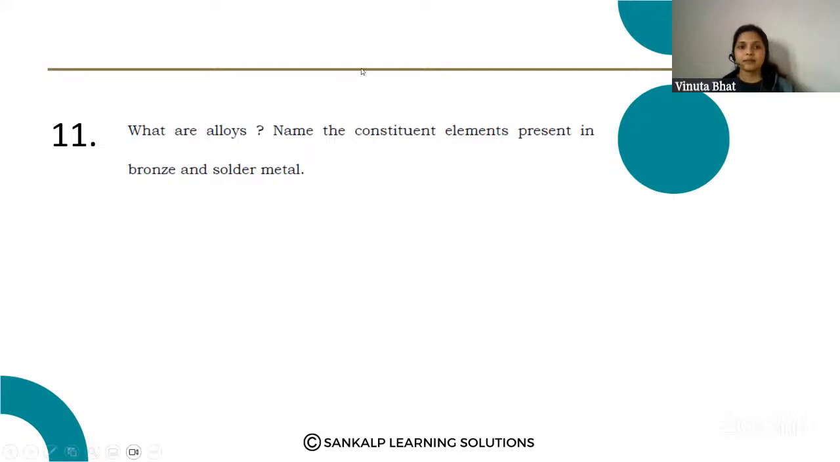Next one, 11th question. What are alloys? Very important question. This is the repeated question. Name the constituent elements present in bronze and solder metal. Which elements form these alloys? Bronze and solder metal. Okay. Please note this question.